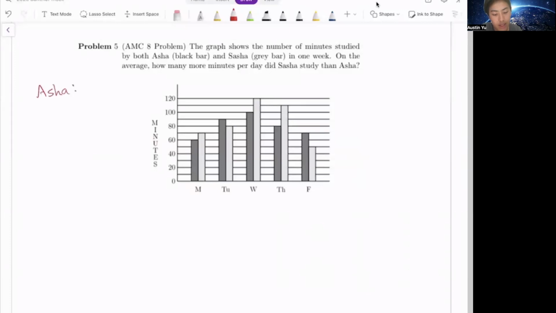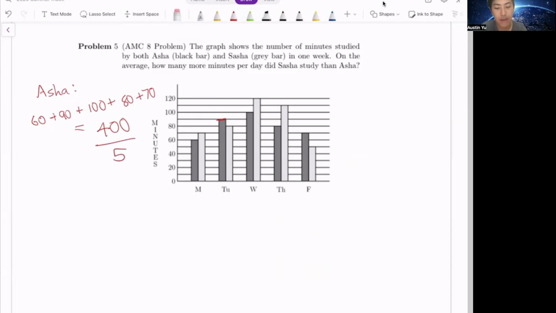Her total was 60 for Monday, plus 90 because this bar is in the middle of 180. So obviously that's just 90, plus 100, plus 80 again for Thursday, and finally plus 70 for Friday. And then once we add these all together, this is just 400. And then 400 divided by 5, which is the number of days that she studied, is just 80 minutes.